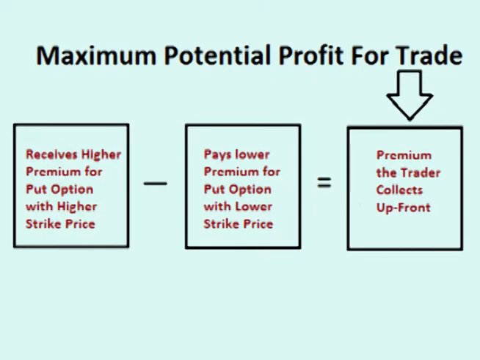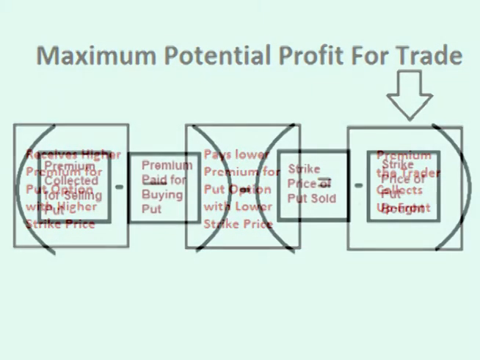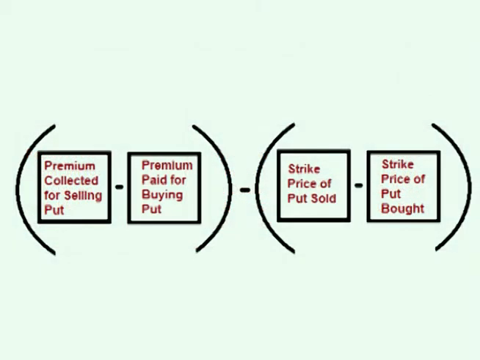The trader's maximum potential profit for this trade is the difference between the upfront premium he collects selling the put with the higher strike price and the upfront premium or cost the trader pays to buy the put with the lower strike price. The trader's maximum potential loss is the difference between the two strike prices, minus the difference in premiums that he collects up front.